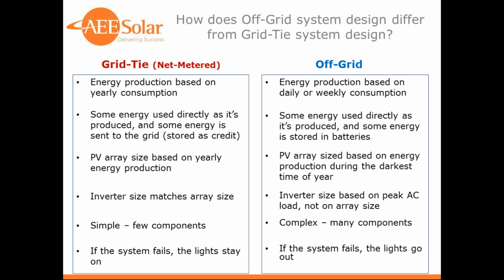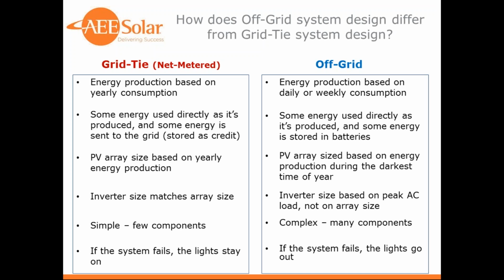In an off-grid system, the energy has to be produced on a daily or weekly basis. It's not based on a year's time, but on really very short period usage, because you can only store energy in batteries for a short period of time, basically. In a grid tie system, some energy is used directly as it's produced, and some energy is sent to the grid. So you're running your meter backwards, and that extra energy is stored as credit. In an off-grid system, you might use some of the energy directly during the day, but also some of the energy is stored in batteries. So it's not credit, it's actually energy stored as chemical energy in a battery.